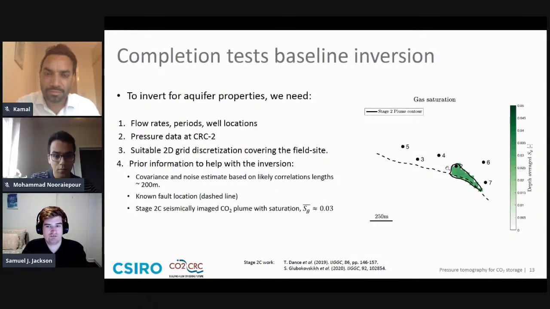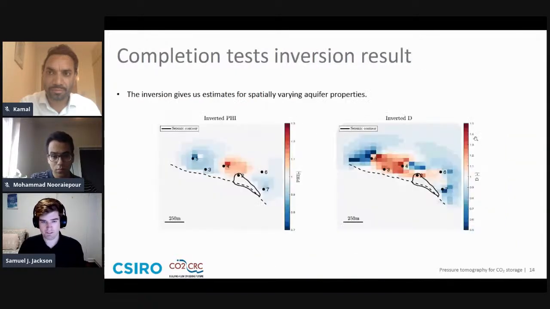So all of this information really helps us build our prior model and gives us some information that can help us with our inversion. So we use this prior information, we use the pressure data and the flow rates, and we then try to match that pressure data and estimate what our spatially varying diffusivity and essentially porosity fields would be in this domain. And in doing that, we get the following results.